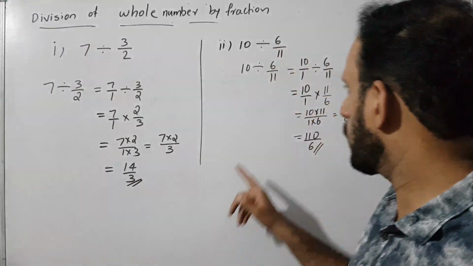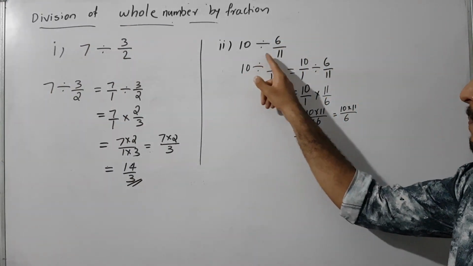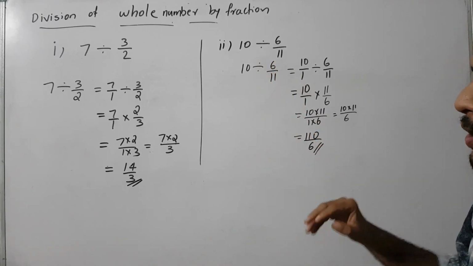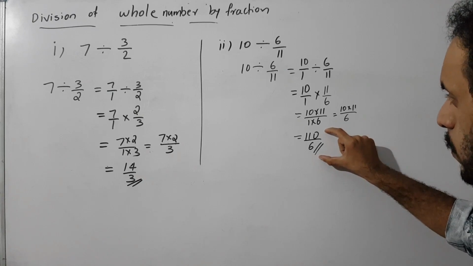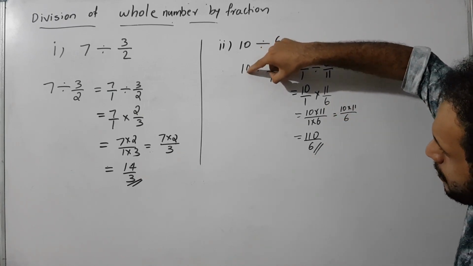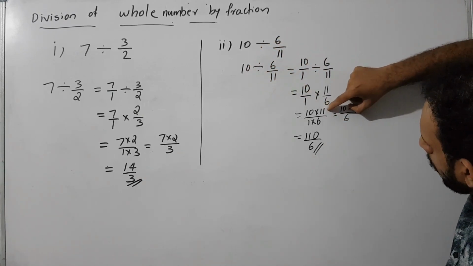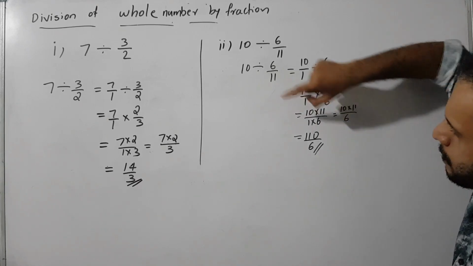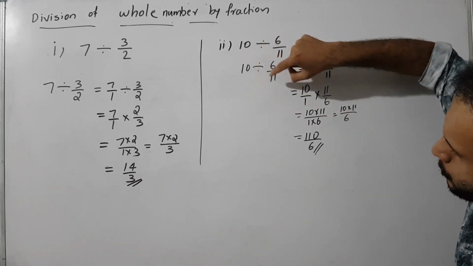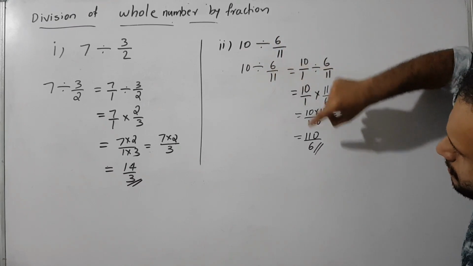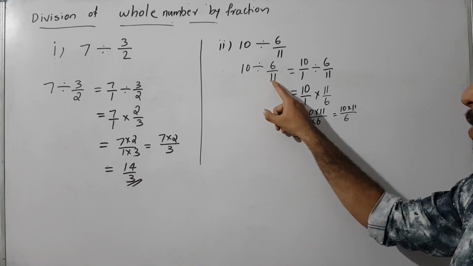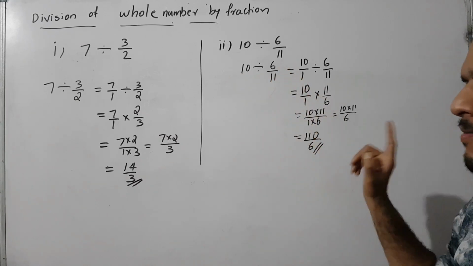Look here, 10 divided by 6 by 11, we got the answer 110 by 6. Then how do we read this one? This one is 10 into 11 by 6. That is, the whole number into the denominator by the numerator is the answer.